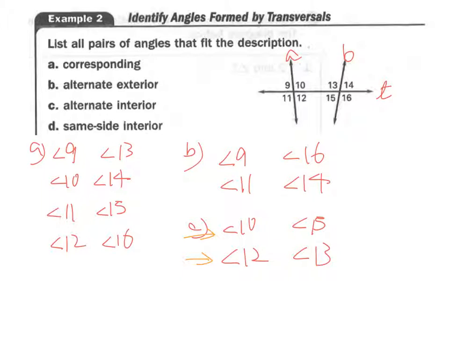So last question, D, same side interior. Interior is again 10, 12, 13, and 15. The transversal is T, so same side would be 10 and 13, and 12 and 15. Okay?